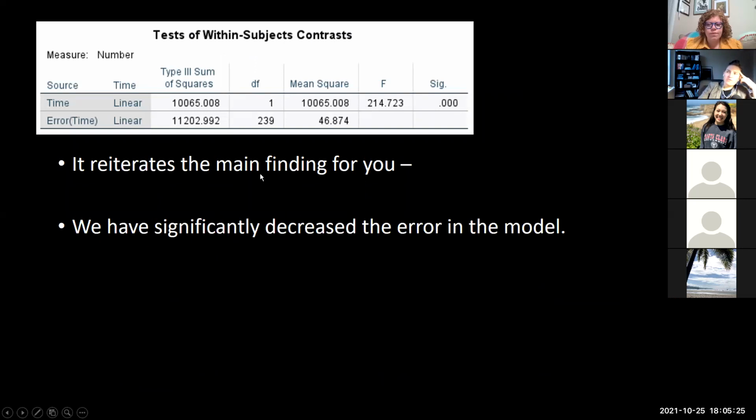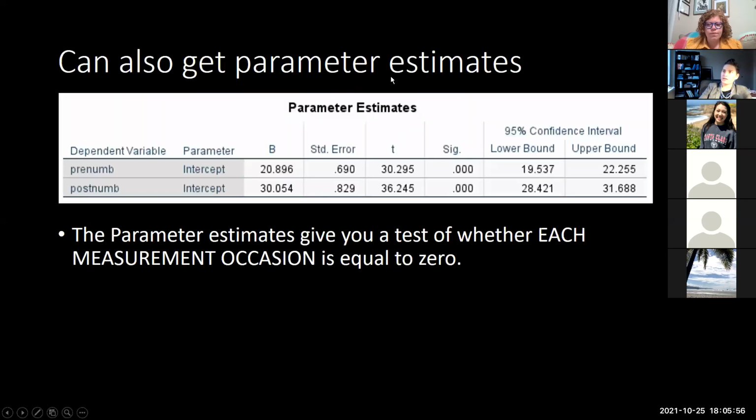So this, for some reason, repeats it again for you. So you get a test of within subjects contrast. So you get the specific sum of squared errors for each component in your model. Here we only have one component. We just have time, which has 1 degree of freedom because there's only 2 levels for it. So this is just like the F test from your other GLMs, where you would say, we have significantly decreased the error in this model. This is a significant model.